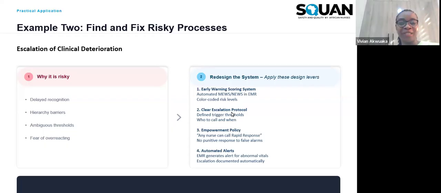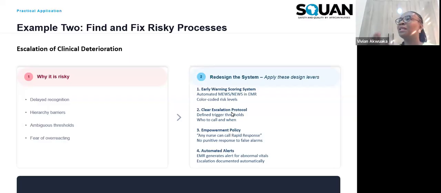So the second risky procedures, I have 5 that I've put on the slides, and I'll just go through them before we close. One of them is escalation of clinical deterioration. So sometimes our patients can deteriorate, and we need to be alert. We need to know what to do. This is risky because if we delay recognition, the patient will get worse. Patient can die, right? And it's risky because sometimes we have hierarchy barriers.